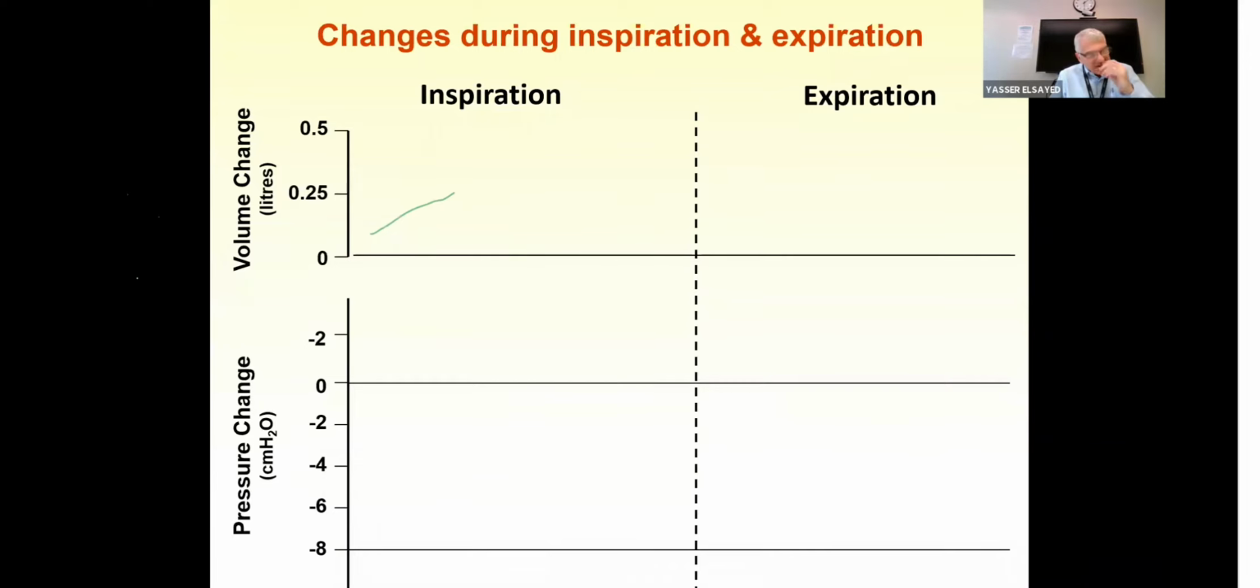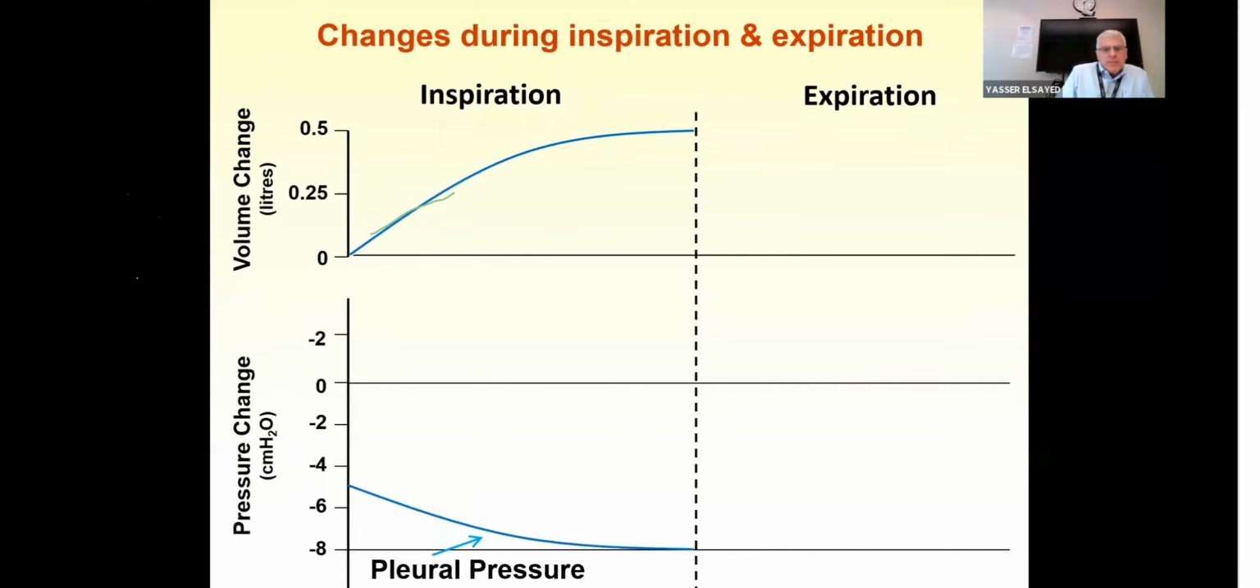Okay, so if we want to see how the volume and the pressure change during inspiration and expiration, we can see that during spontaneous breathing, the first thing that happens is an increase in volume in the chest cavity during inspiration. Okay, and that volume keeps going up and up until the end of inspiration. Now, when this volume goes up, the pressure in the pleural space becomes more negative, right? Remember, when the volume goes up, pressure goes down. So the pleural pressure becomes more negative, goes from -5 to -8.